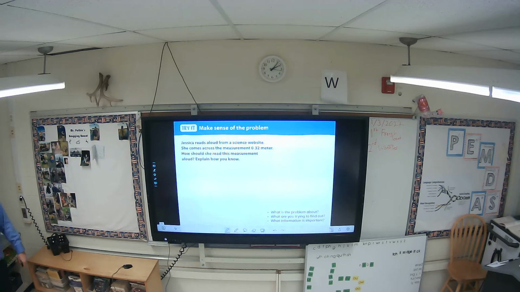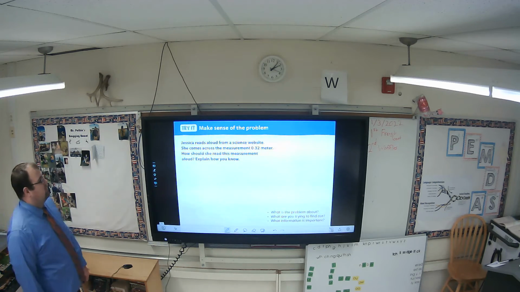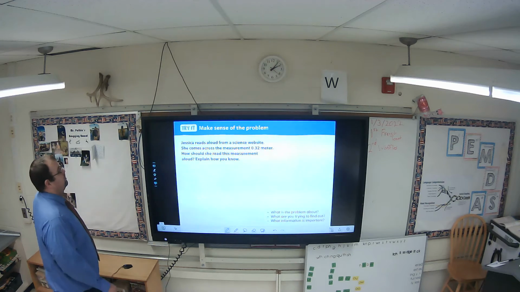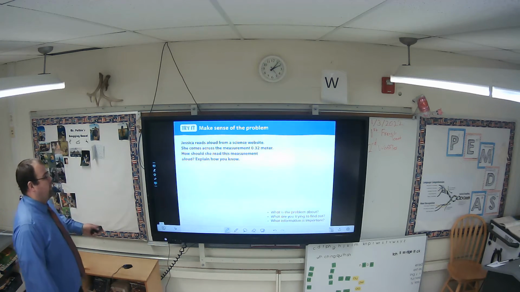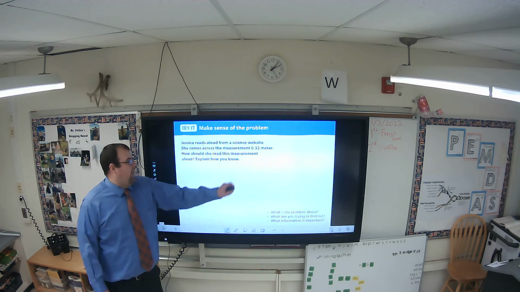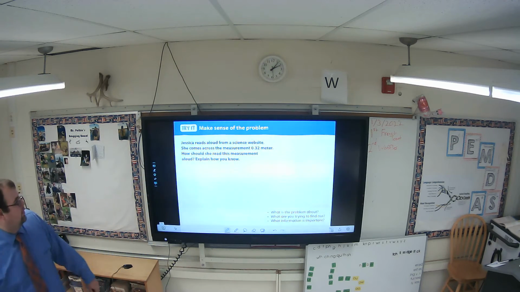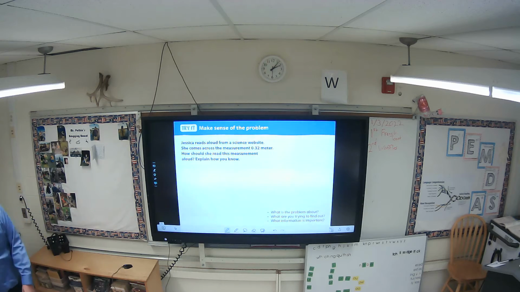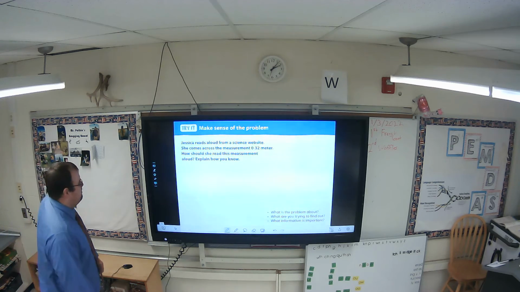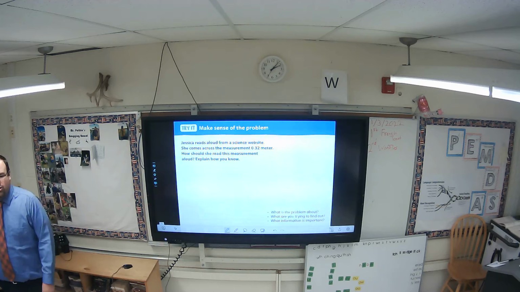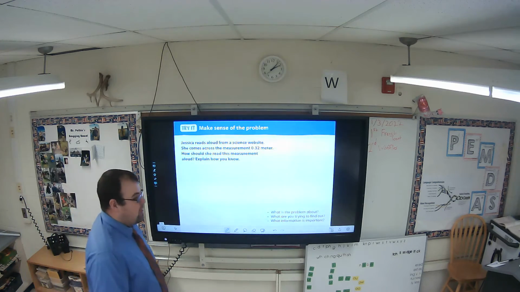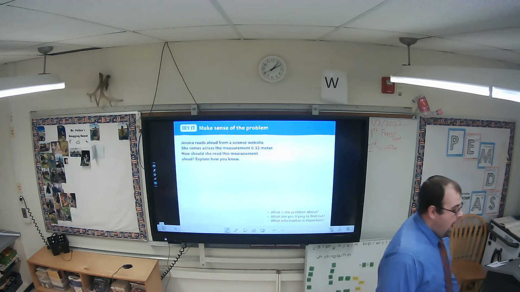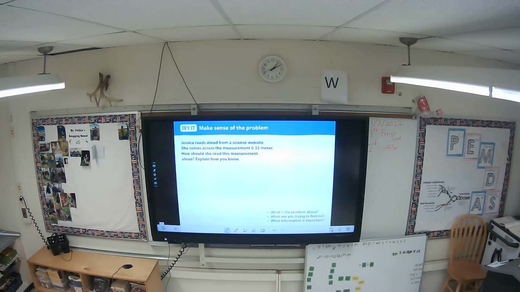All right, so number 1, try it. Jessica reads aloud from a science website. She comes across the measurement. I'm not going to read it out loud because you guys will give the answer. But that right there, meter. I'll just read it, 0.32 meter. How should she read this measurement aloud? Explain how you know. So I want you to write this down in word form, how Jessica would read this number aloud.